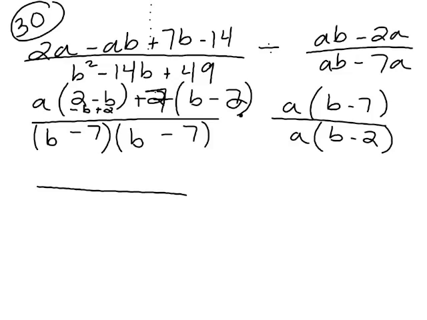So if I pull the negative out and make that a negative a, then I will have a b minus 2. So I have a negative a times b minus 2 plus a 7 times b minus 2. Okay, so now I have some terms I can group.